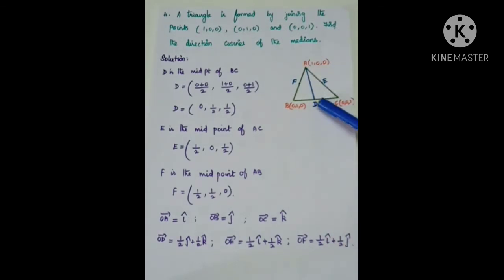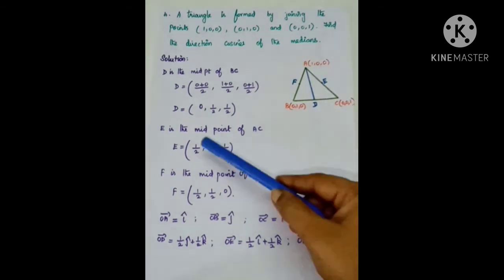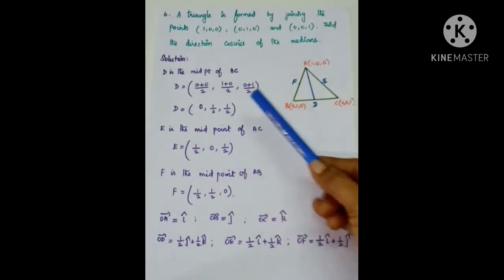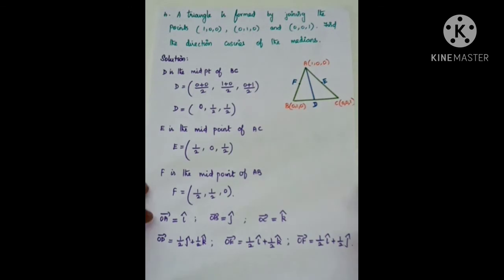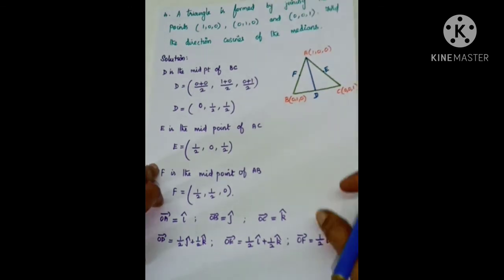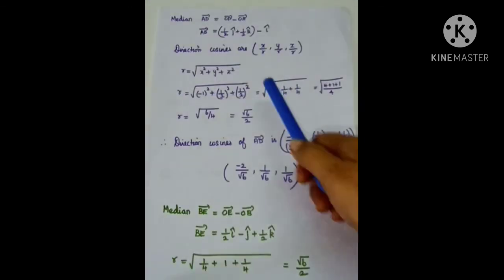First median AD, the second median BE, third median CF. So first I will consider AD. So A point is there and D point is there. So 2 points are there. So you can find the median AD. So that is AD vector.